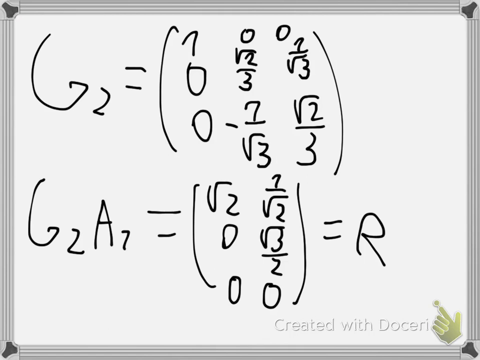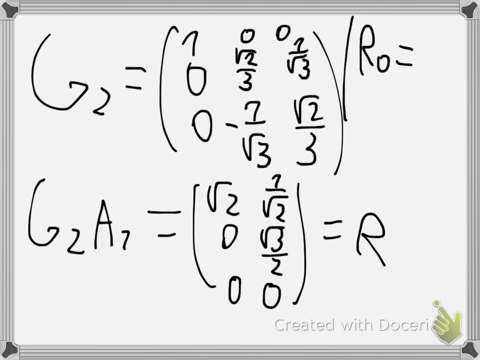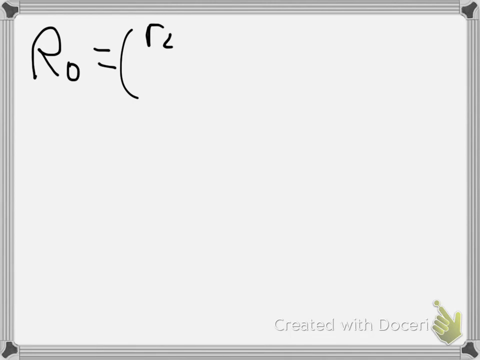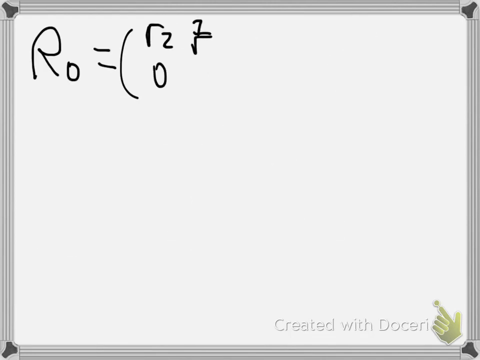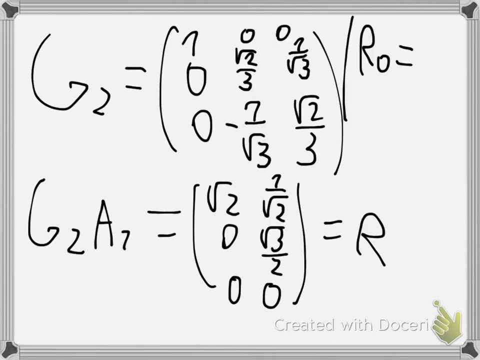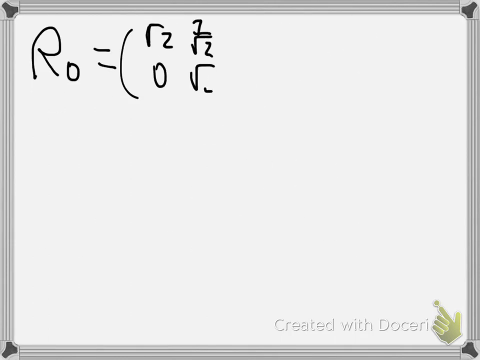And now R0 will be, let's do it, R0 will be, remember we only consider the rows where there is at least one non-zero element, so it will be square root of 2, 0, 1 over square root of 2, square root of 3 over 2. Okay?